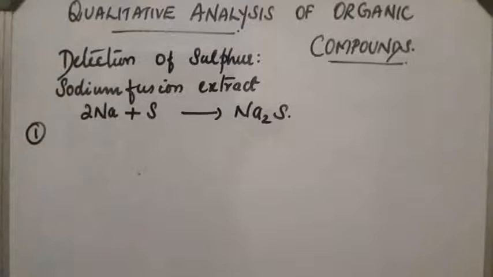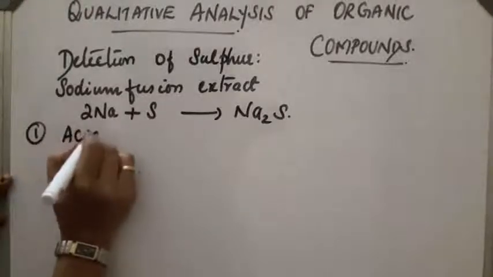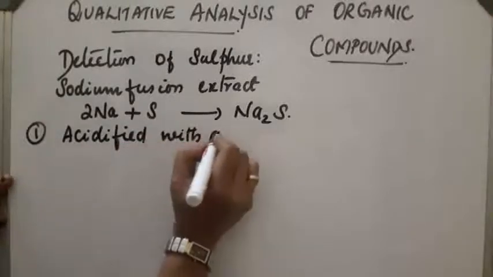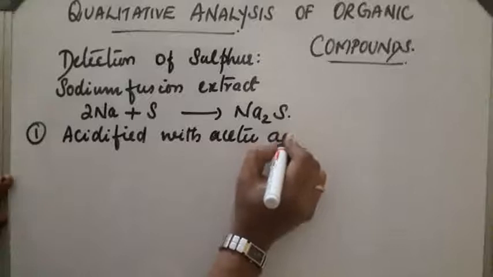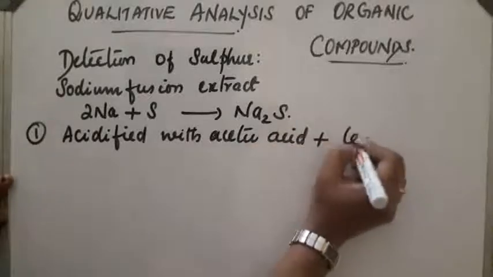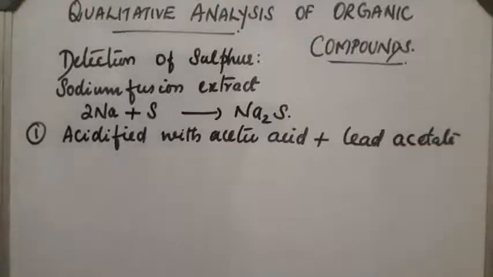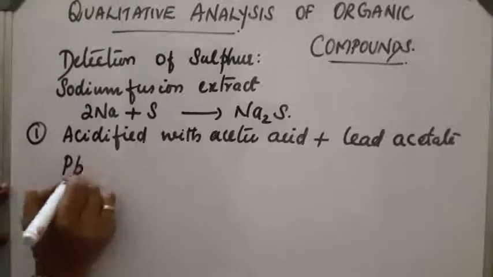The first confirmation test is to acidify a portion of the extract with acetic acid, and then add lead acetate solution. A black precipitate of lead sulfide will be obtained. This shows that sulfur is present in the organic compound. This is one of the detections for sulfur.